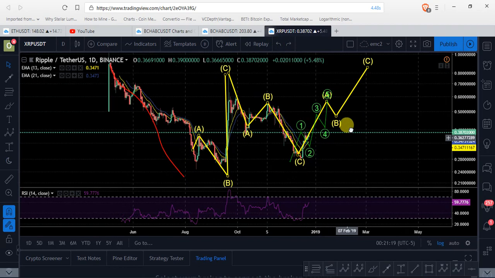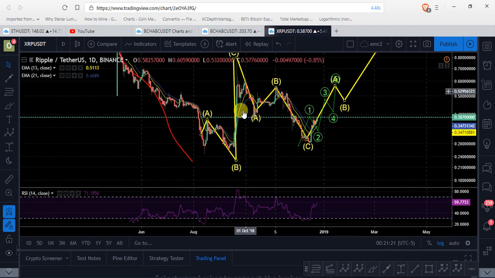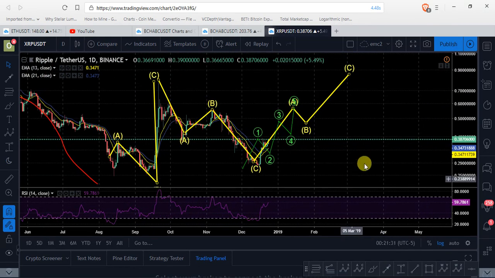Like I said, every one of these waves has some sub waves in it, but this is the past. I don't want to go back and recount this. It's going to make the video very long. But the next target for XRP is 57 cents, and then we might retrace down to 46 before going all the way up to $1.